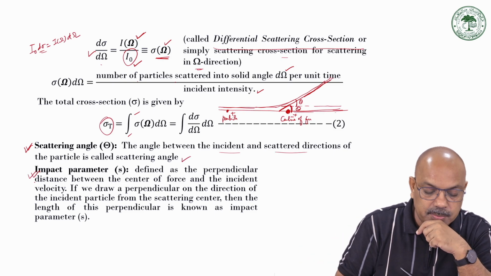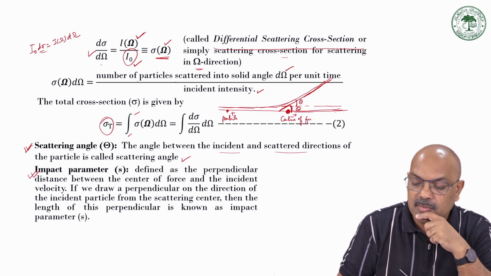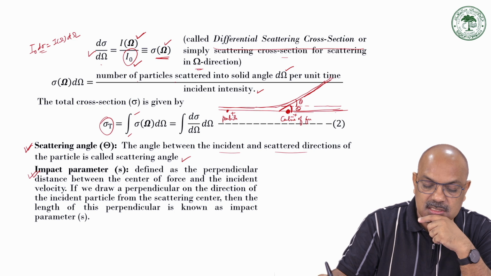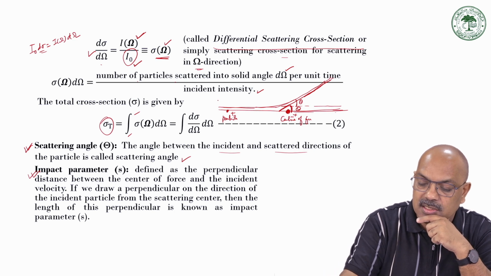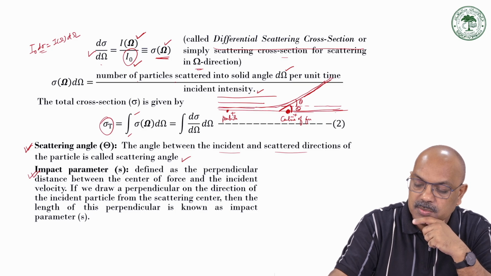The second thing is the impact parameter, which is defined as the perpendicular distance. So many particles are coming from here and here and here, and this is my scattering center.